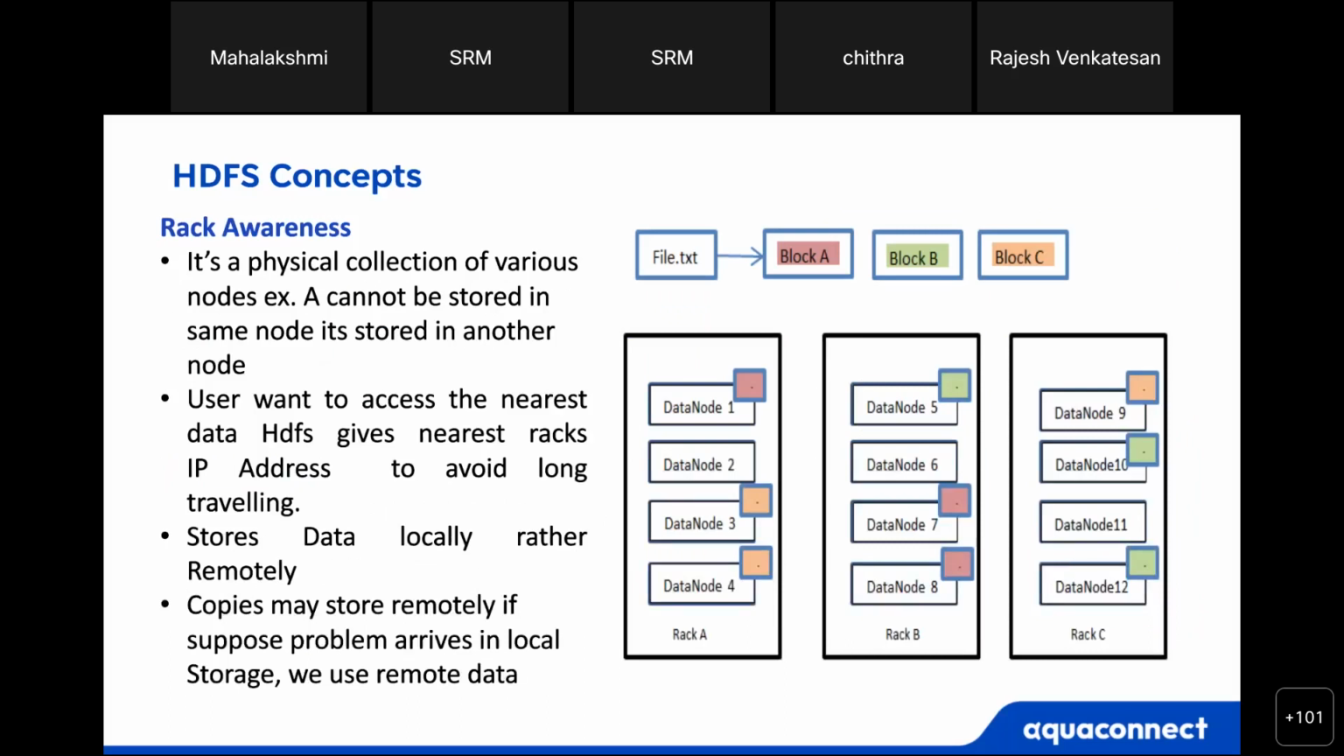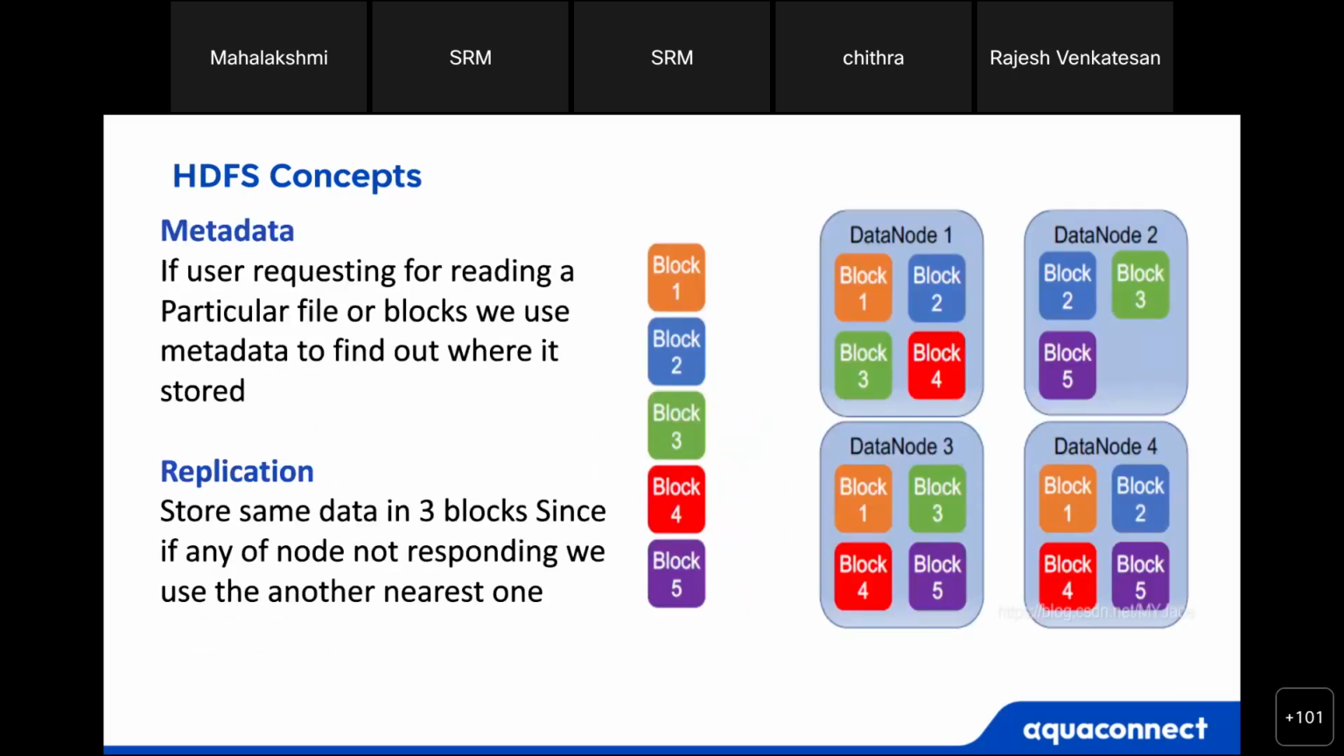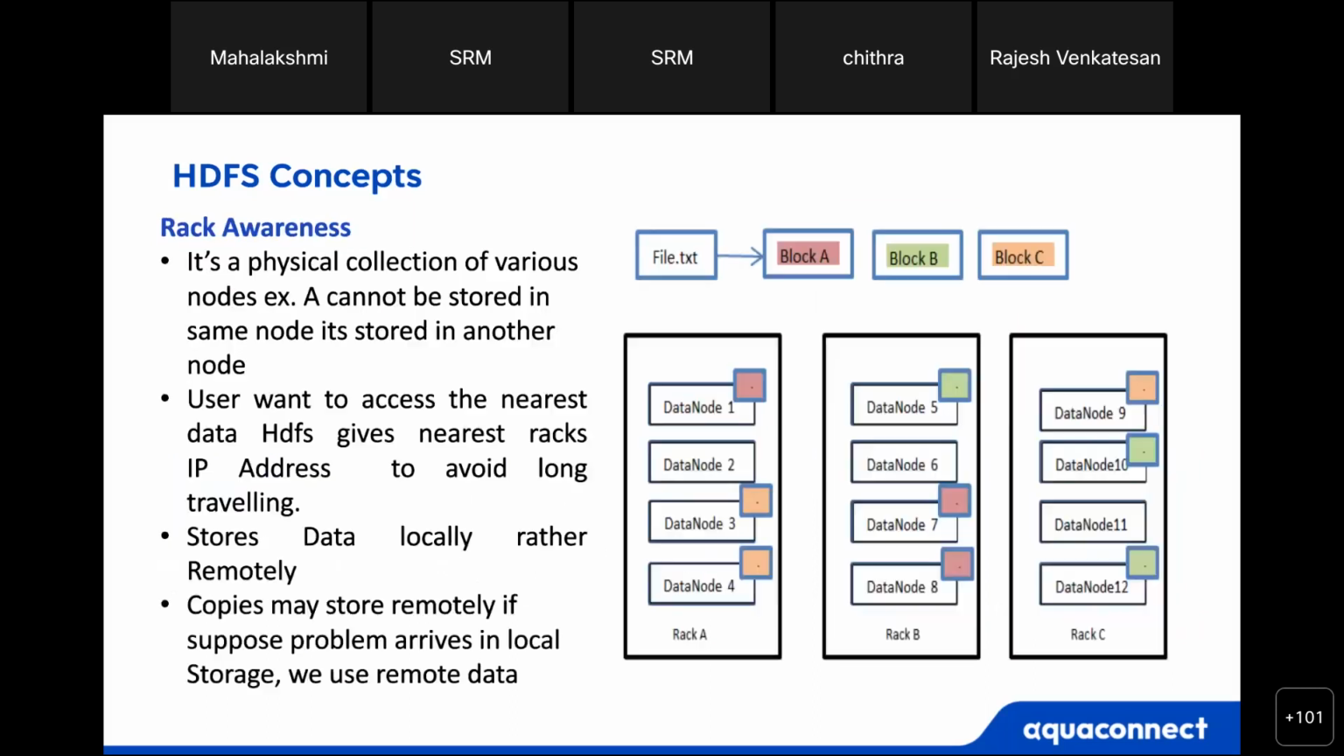The next concept here is rack awareness. Rack awareness is also like the replication concept. For replication, we have just 4 data nodes. But consider Facebook or Amazon, where we have lots and lots of data nodes. How do we handle lots and lots of data nodes? Using the rack awareness concept.